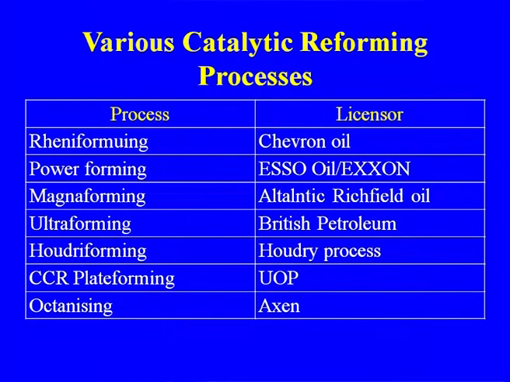These are some of the catalytic reforming processes which have been licensed, and the various developments that have taken place in the catalytic reforming reactor. Based on that, these are some of the technologies and process licenses available: reforming, powerforming, magnaforming, ultraforming, hot reforming, CCR platforming, continuous catalytic reforming, and octanizing. These are some of the processes available, and the various types of catalytic reformer we are using in this process.